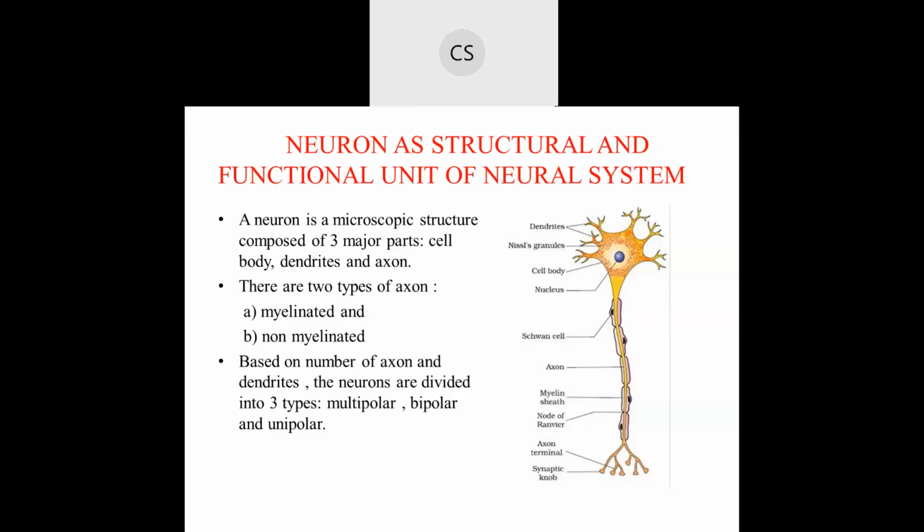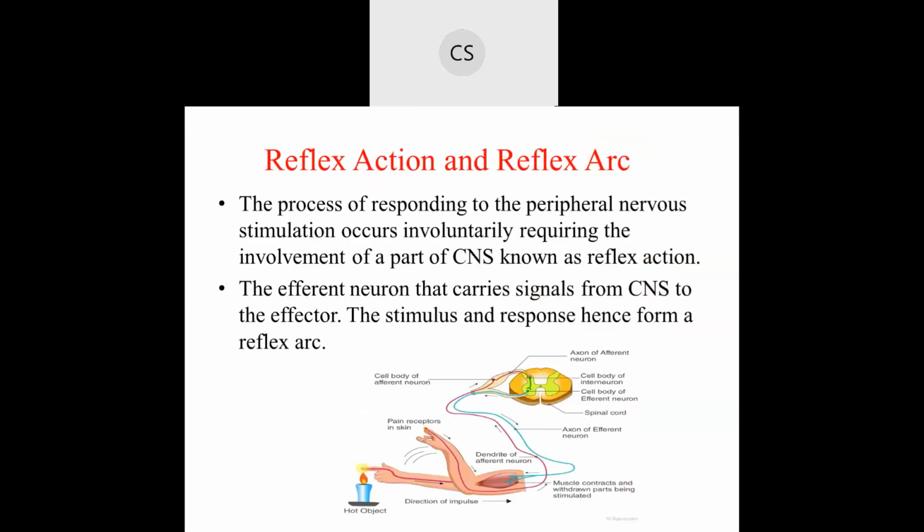There are three types of neuron, based on the number of axons and dendrites. Number 1, multipolar neurons are those with one axon and two or more dendrites. For example, found in cerebral cortex. Number 2, bipolar neurons are with one axon and one dendrite. For example, found in the retina of the eye. Number 3, unipolar neurons are with one axon and no dendrites. For example, found in the embryonic stage.